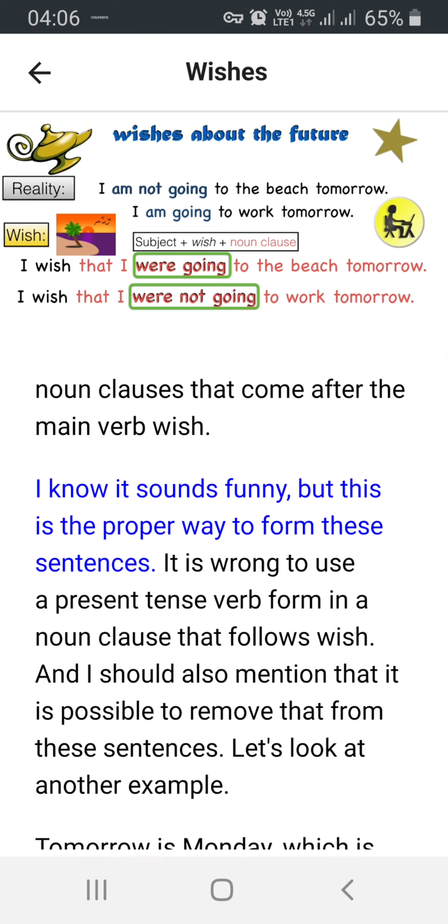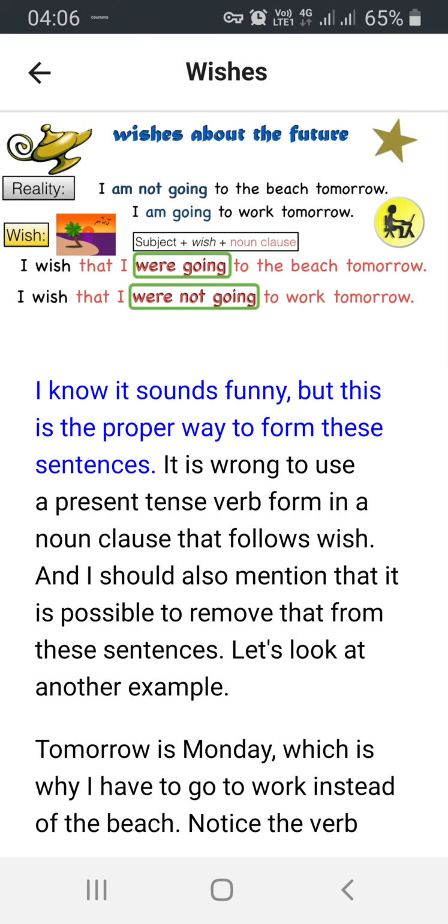I know it sounds funny, but this is the proper way to form these sentences. It is wrong to use a present tense verb form in a noun clause that follows wish. And I should also mention that it is possible to remove that from these sentences.